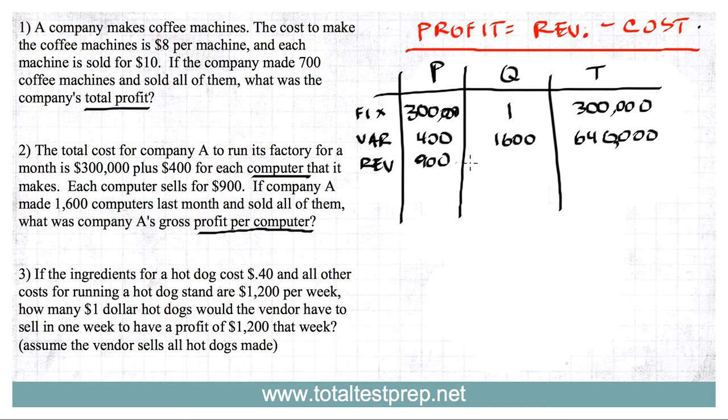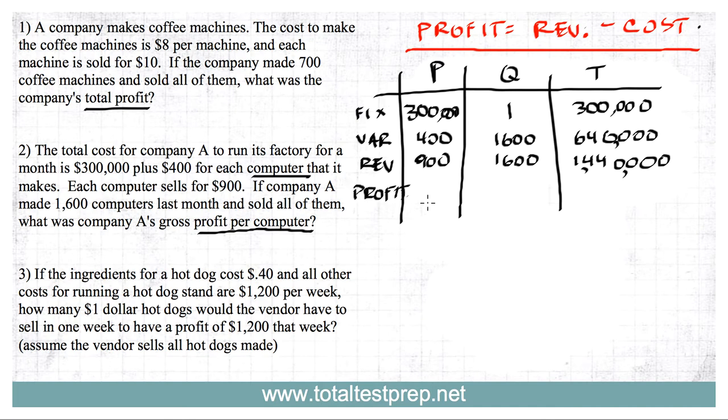And then the revenue is going to be 900 times 1,600, because we sold all 1,600 of these computers. We sold them each for 900 bucks. And that's 9 times 16: 9 times 10 is 90, 9 times 6 is 54, 90 plus 54 is 144. As you do enough of these questions, you'll develop your times table too, don't worry. Followed by 1, 2, 3, 4 zeros. So this is now 1,440,000.